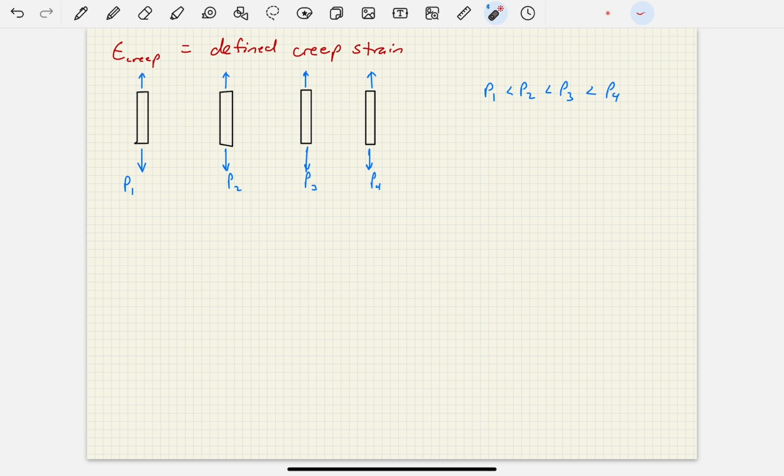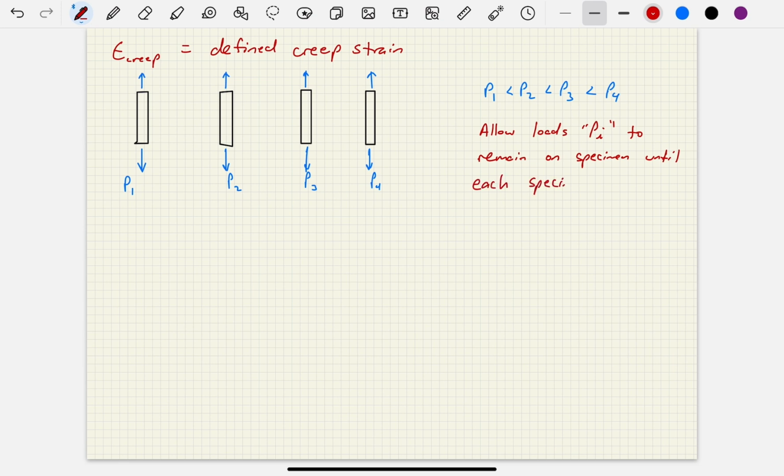And so we test all these specimens, and we basically hang these loads on each of these specimens for as long as it takes until we reach epsilon creep. So let's write that down. We're going to say: allow loads P sub i to remain on each specimen until each specimen reaches epsilon creep, in terms of that defined creep strain.